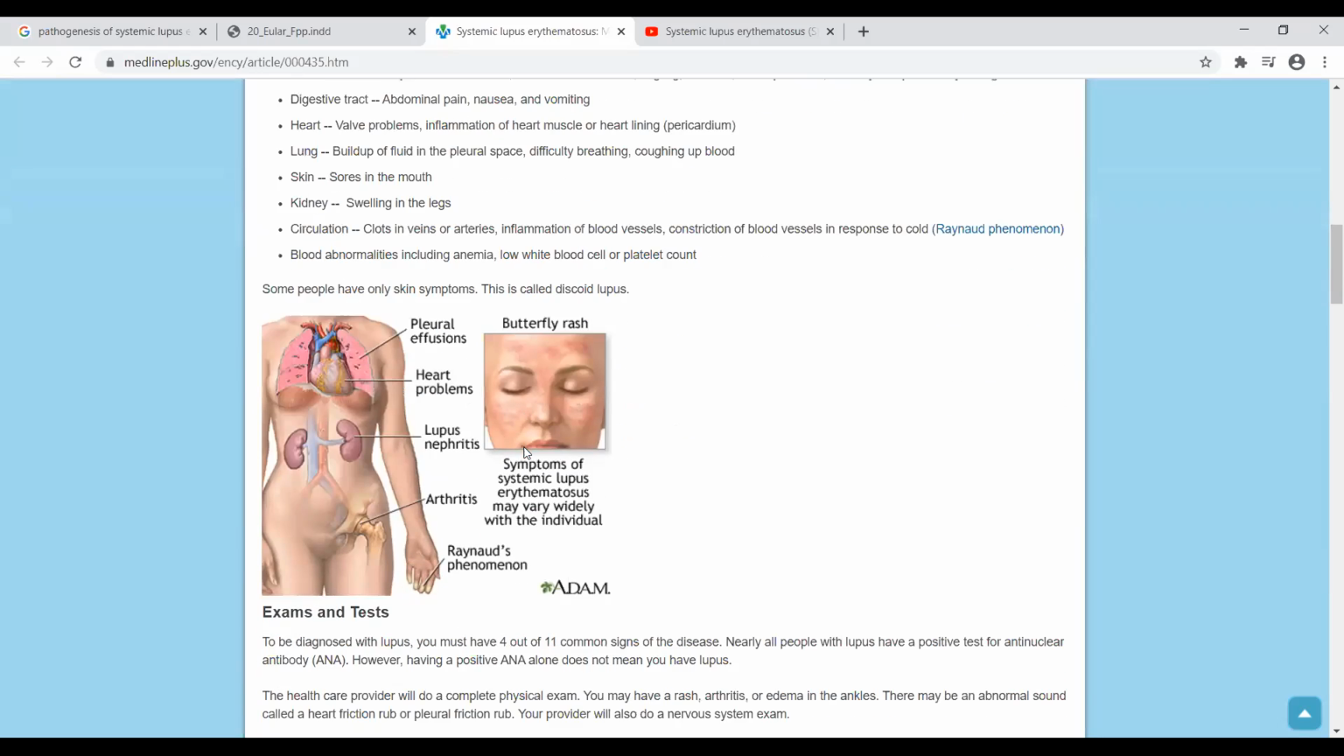This picture shows the butterfly rash that I was talking about. See, the rash is mostly on the cheeks and the bridge of the nose, and gradually it extends. So you see, it takes a shape like that of a butterfly, and that is the reason it's known as butterfly rash. So this is the skin symptom that is seen in these patients.